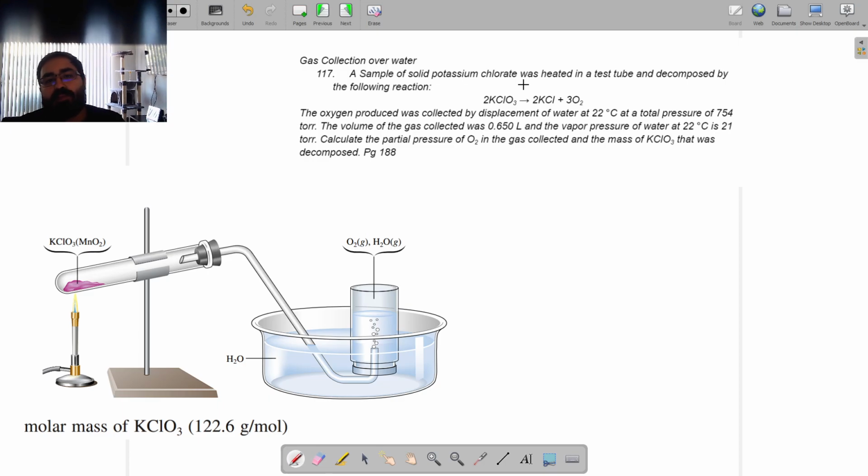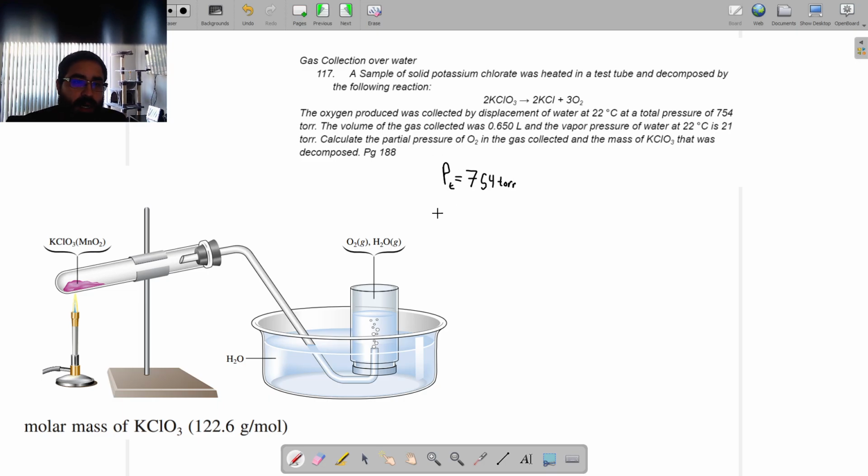A sample of solid potassium chlorate was heated in a test tube and decomposed by the following reaction: 2 KClO3 breaks apart to form 2 KCl and 3 O2. The oxygen produced was collected by displacement of water. That means you just added some gas and it started pushing the water down, and it had a total pressure. Let's write some stuff down. P total, PT for short, is 754 torr.